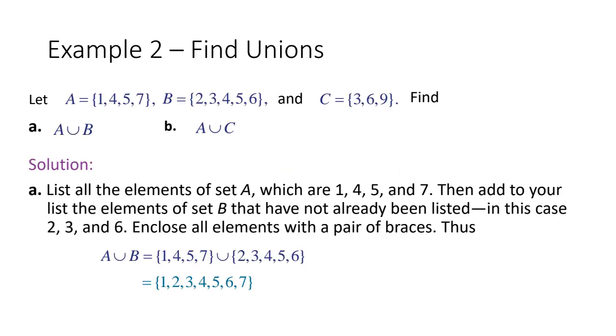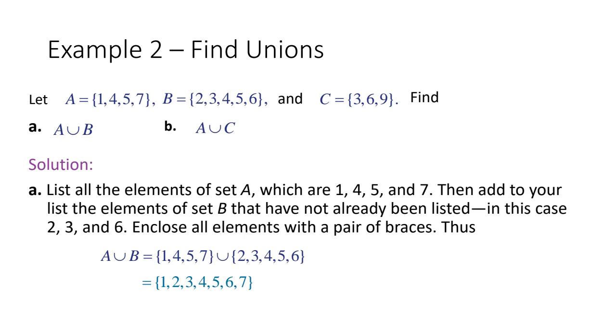And an example of the union, so we have set A that contains 1, 4, 5, 7, B contains 2, 3, 4, 5, 6, and C contains 3, 6, and 9. So the union of A and B would be all of the numbers that are in one or the other. So you could start counting by adding 1, and then next 2, next 3, 4, 5, 6, 7. So actually notice that even though 5 appears in both A and B, you only count it once.